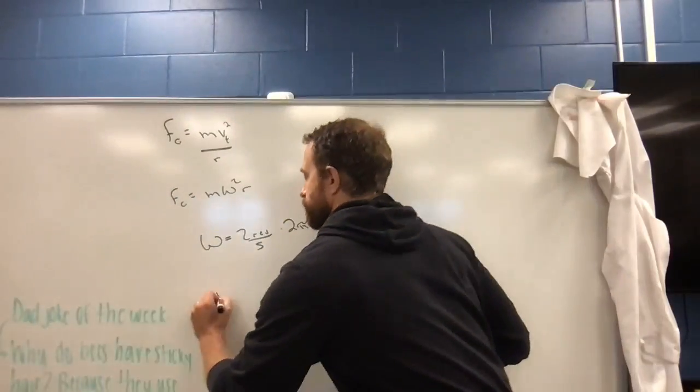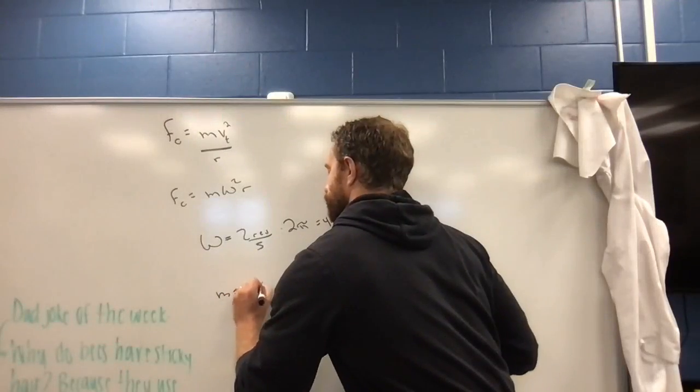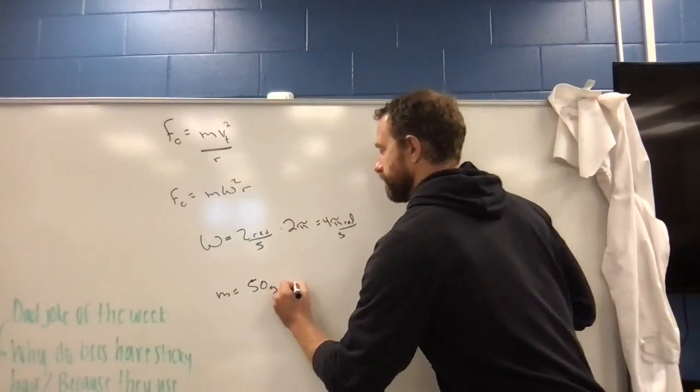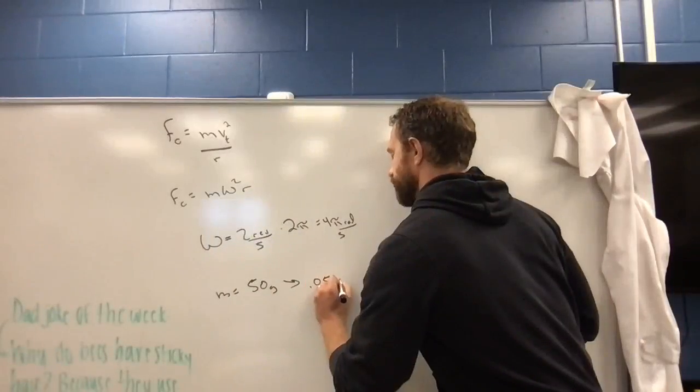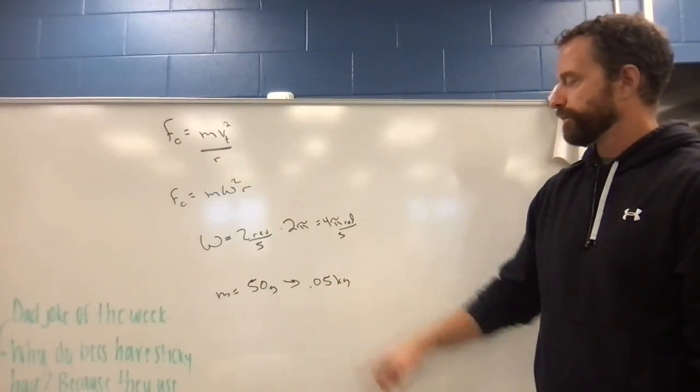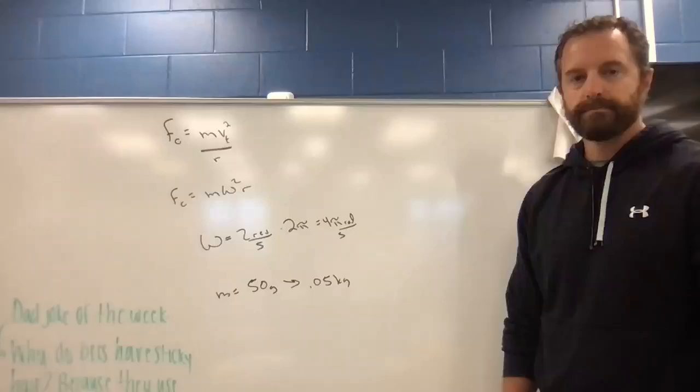The mass of the ball I weighed, and that was 50 grams. And again, nothing wrong with grams, but that's not going to cancel. So in kilograms, that is 0.05 kilograms, right? Because that's 1,000, so you divide by 1,000. So 0.05 kilograms is 50 grams.